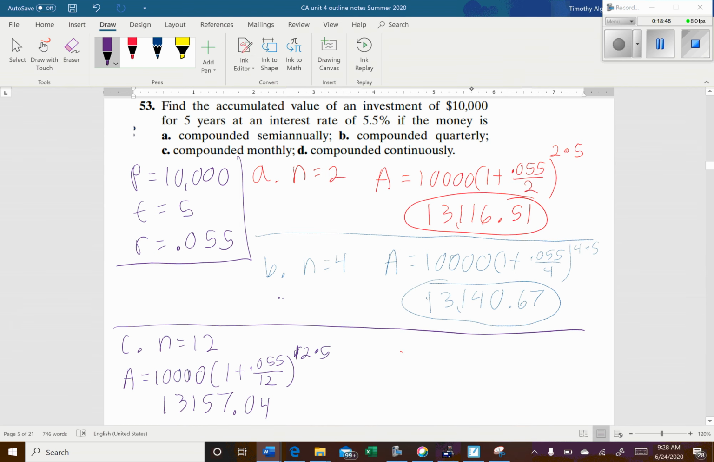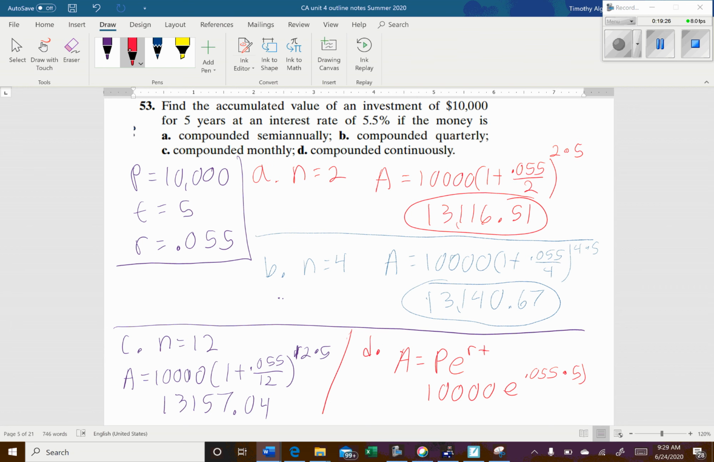Okay, on our last example here, part D, we're going to look at continuously compounded. So we're actually looking at a different formula. We're looking at the PERT formula. So there is no end value. We're actually just using a different formula here. So let's see, we're going to have 10,000 times E raised to my rate, which is 0.055. And then I have to multiply that by time, which will be 5 years. Okay, so this is continuously compounded.